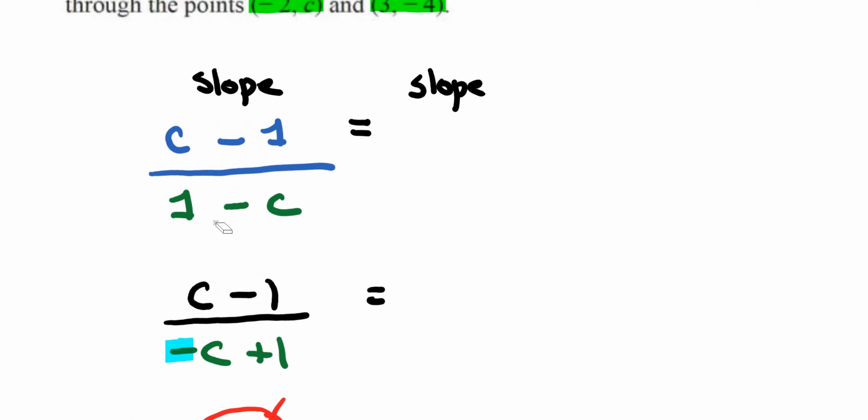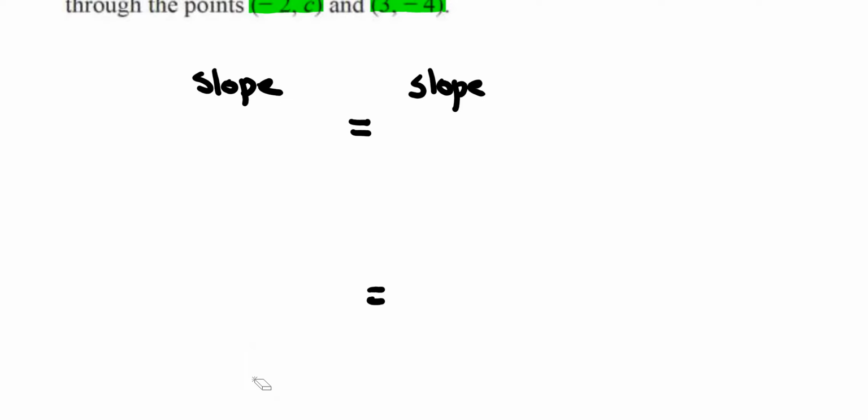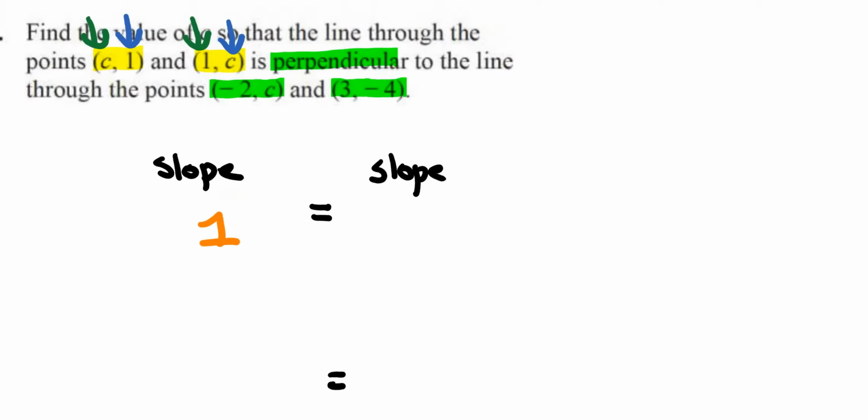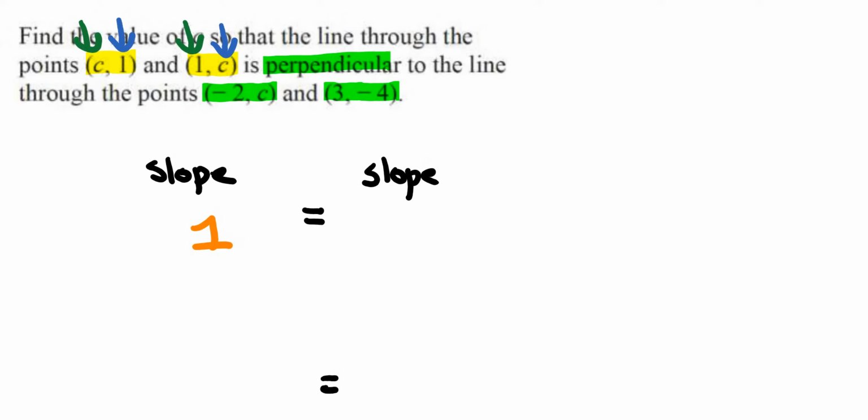I did all the work here, so I know the slope is going to be +1, right? All right, so the slope on the other side has to be equal to +1. After that, we're done with the perpendicular case now, right? So now let's go ahead and find the slope of the green coordinates.